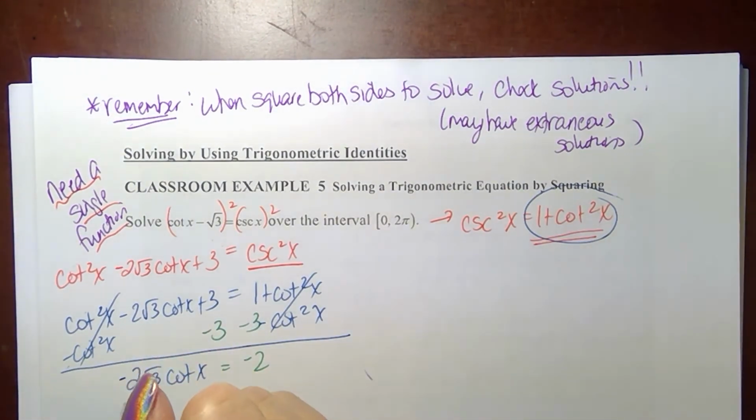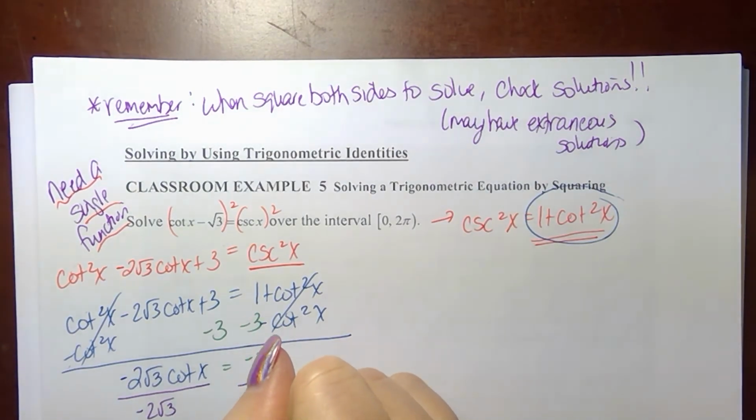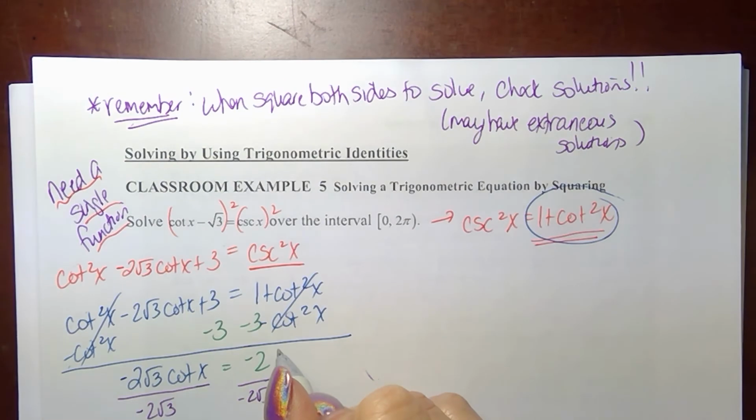Now I'm going to divide out this coefficient so that I get cotangent x is equal to, and that simplifies to be 1 over square root 3, which is the same thing as square root 3 over 3. So I'm looking for cotangent where cotangent x is square root 3 over 3. Cotangent is periodic over pi. So I'm going to have a single solution set to start with.